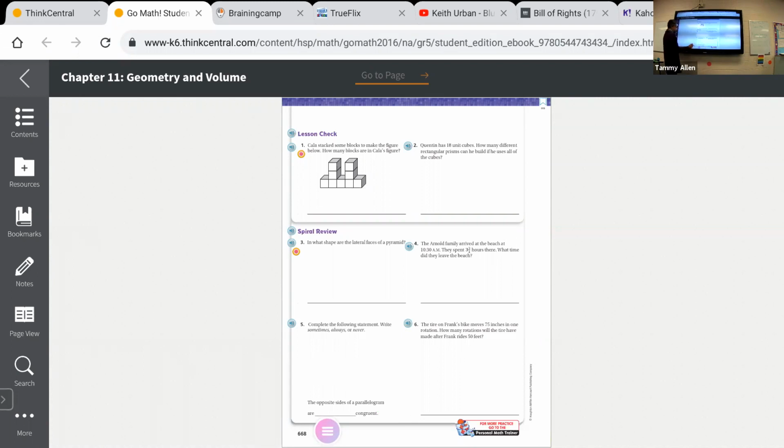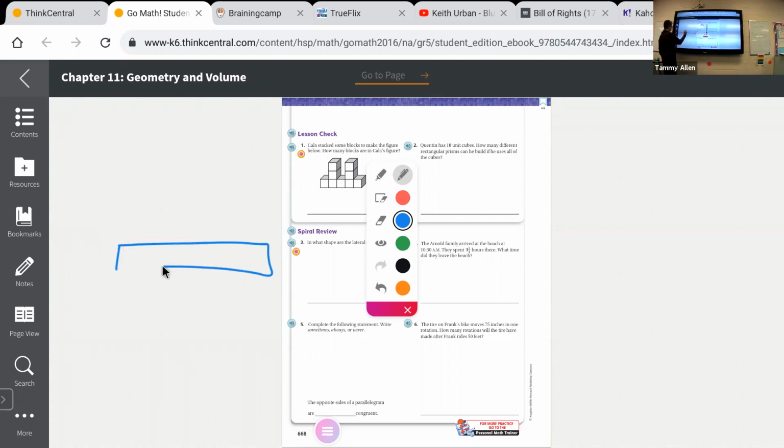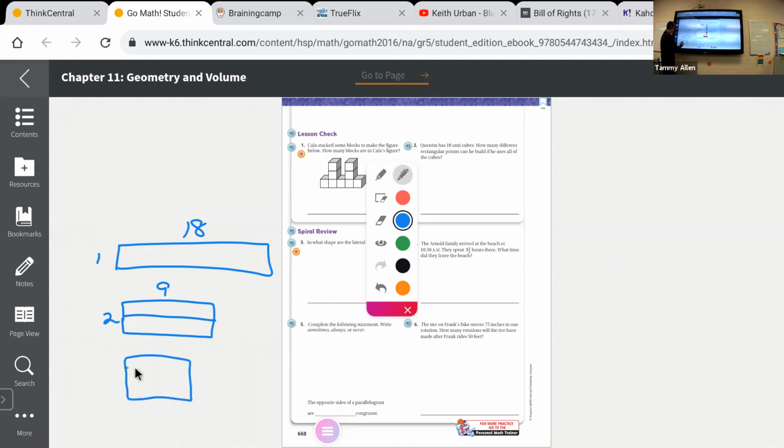Oh, yeah, we have to get cubes. You can build one that is 1 by 18, right? You can build one that is 2 by 9. You can build one that is 3 by 6. Can you build any others? Yes, you could. I could actually build it with 2 by 2 by 3, couldn't you?